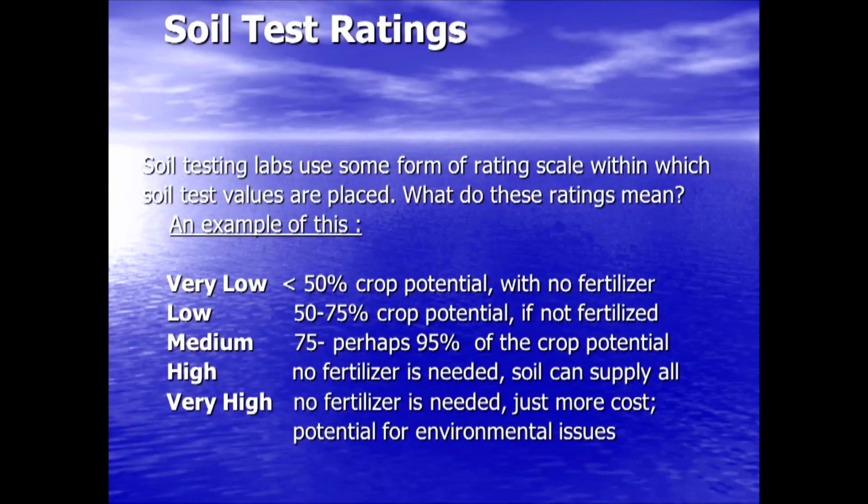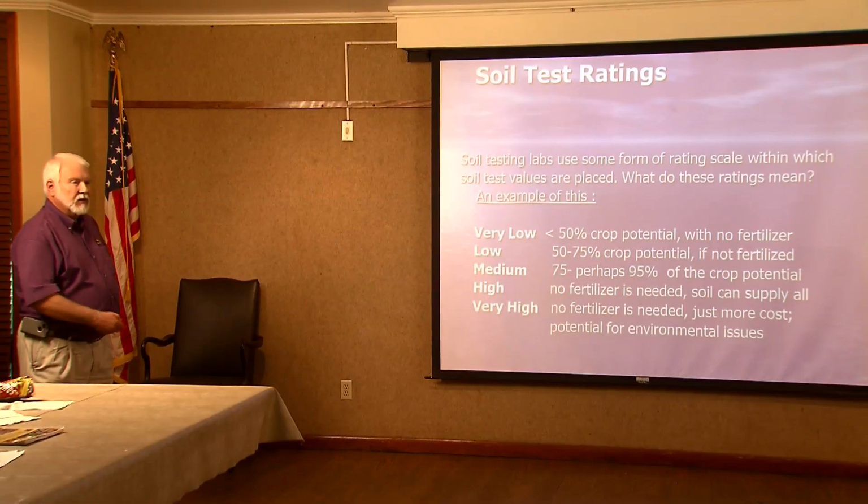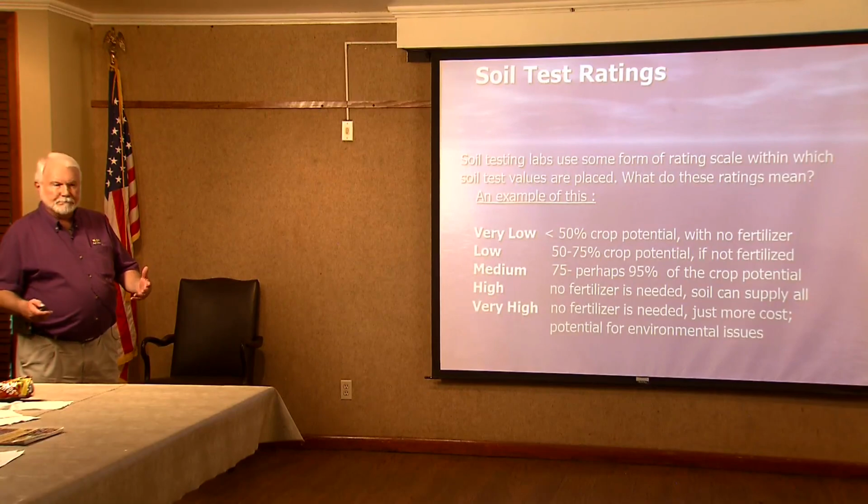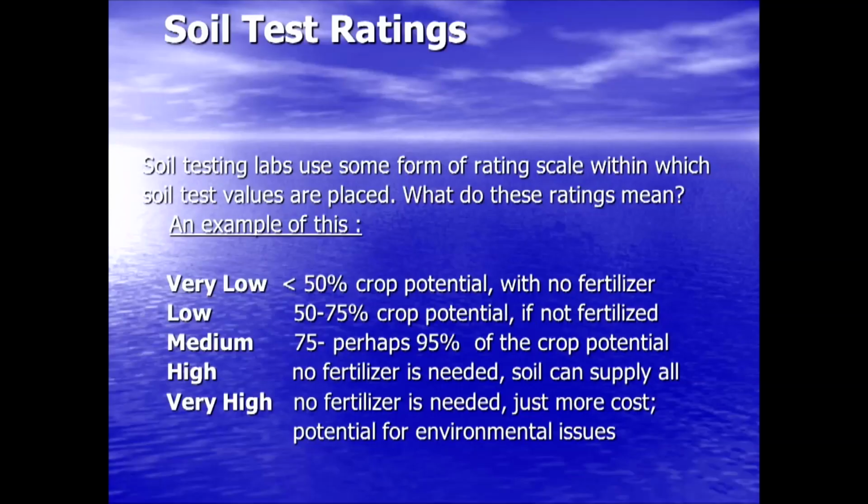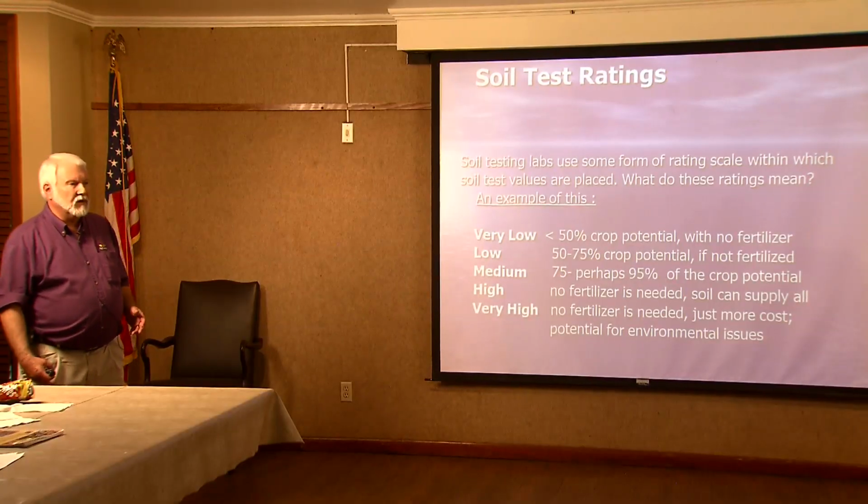Then you get down to low. We're up a notch a little bit. 50 to 75% of the crop potential and or that aesthetic look you're looking for, if you don't fertilize. You need to fertilize. If it says medium, 75 to perhaps 95% of the crop potential can be had if you do not fertilize. At medium, we call this a maintenance type fertilizer program. If you get to high, no fertilizers needed. The soil can supply everything the plant needs. And if you're at very high, no fertilizers needed, no need to fleece your pocketbook.